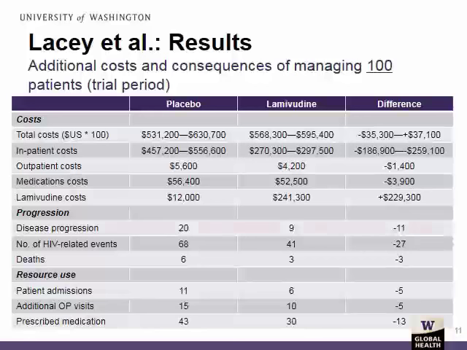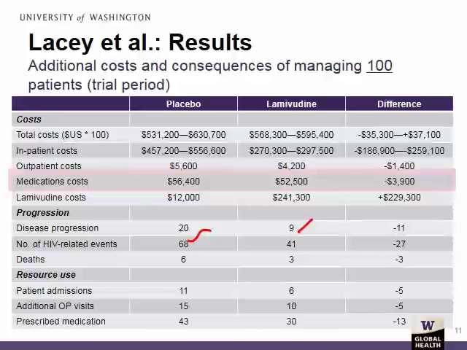So a policymaker can decide which of the attributes is important to them. If we take disease progression, for example, we see that in placebo, 20 over 100 patients progressed during the trial, but in lamivudine, only 9 progressed. So the difference was a reduction in the number of patients who progressed by 11. And if we look at the costs, for medication costs, for example, the placebo was $56,000 and the lamivudine arm was $52,000, and there was a reduction of $3,900 between the two arms.